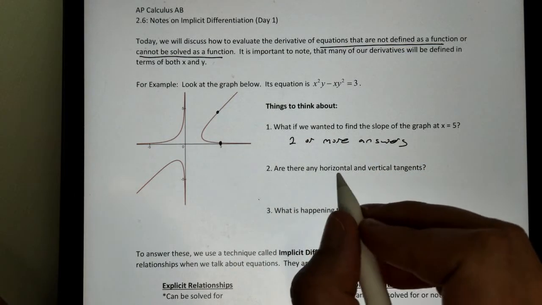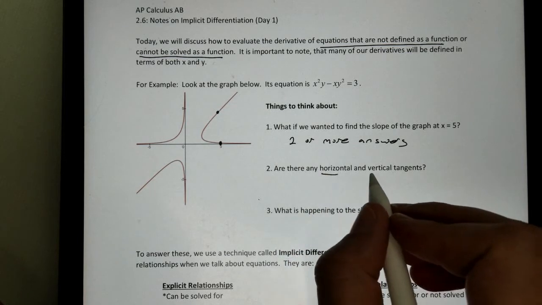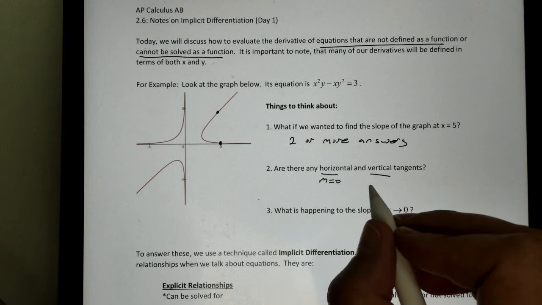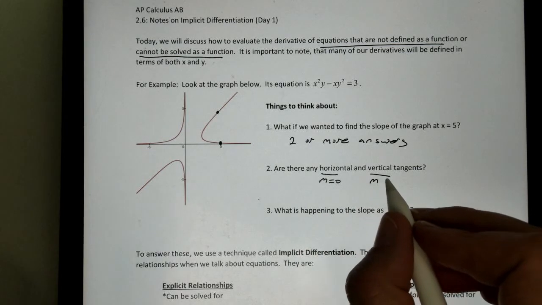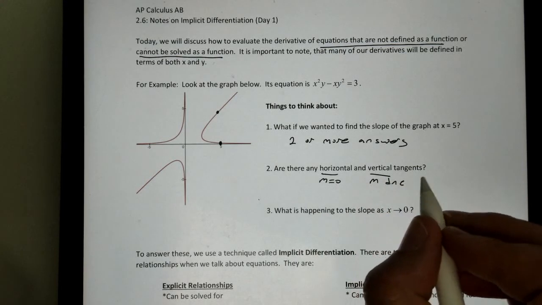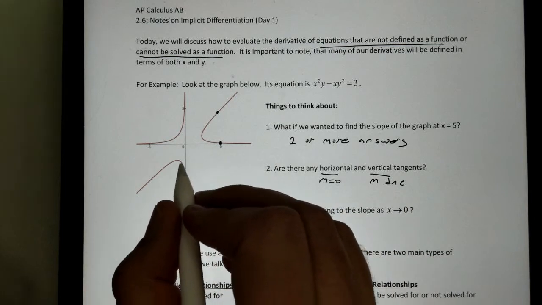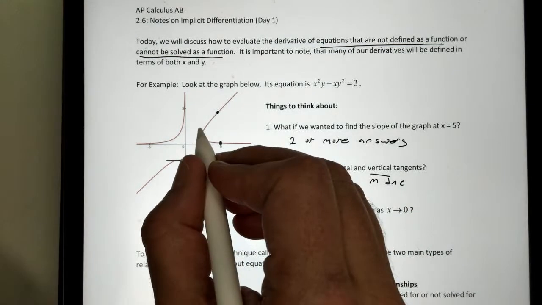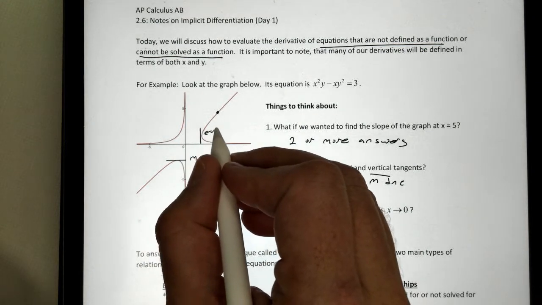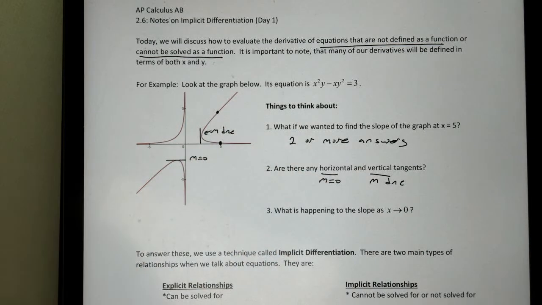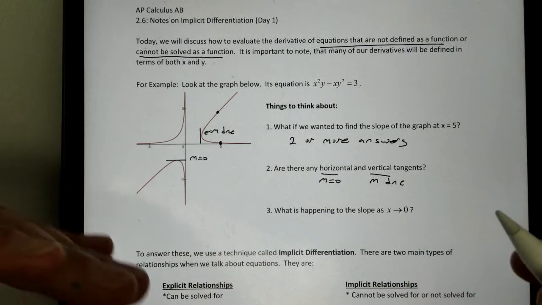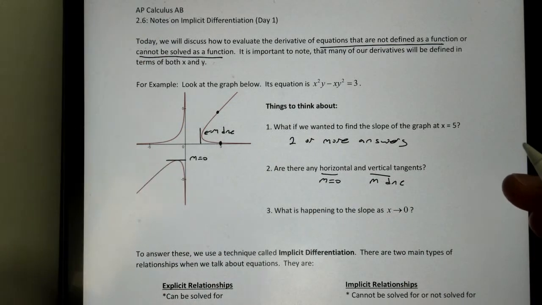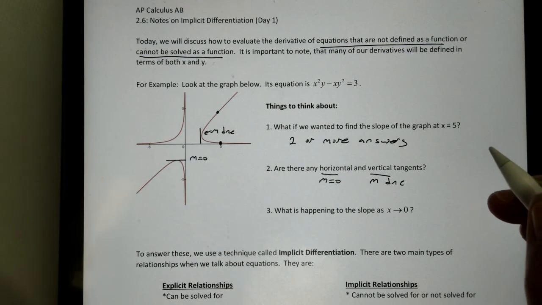What about horizontal and vertical tangents? Are there any? Remember, for horizontal, we say the slope is 0. That's our critical number. And for vertical, we say that the slope is undefined or just does not exist. And if we look here, we can see them. Here we have a slope of 0. And over here, we have somewhere where the slope does not exist, a vertical tangent. So the question we want to ask is, how can we find out where those occur? We're going to talk about that today and tomorrow, mainly tomorrow.